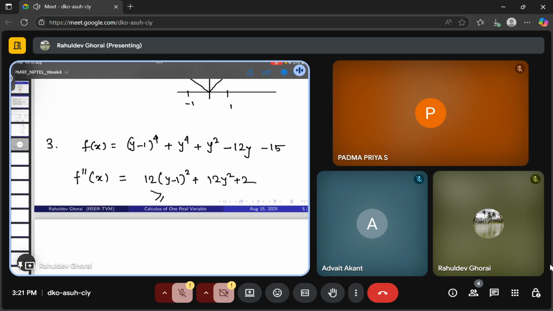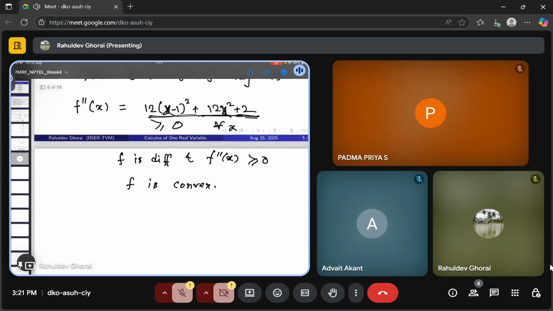So you should get something like this. Most probably it will be correct. Something which is, okay, x not y, will always be greater than or equal to 0 for all x, right? So that implies f is differentiable and f double prime x is greater than or equal to 0, then what you will get is f is convex.